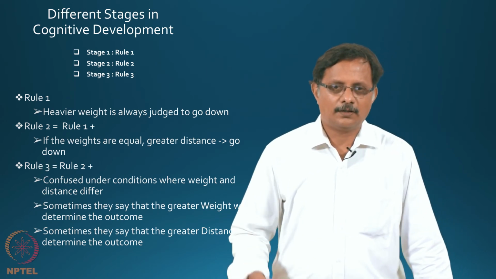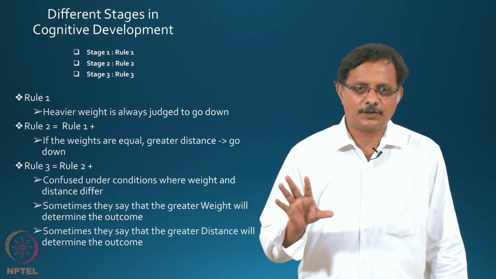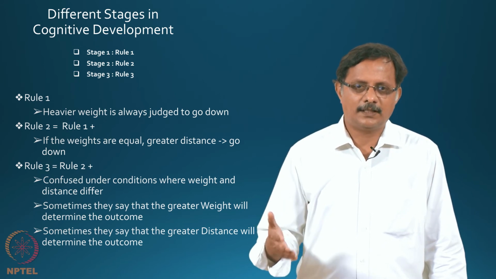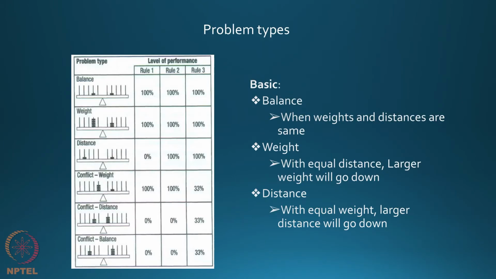So, this was tested on children, and the balance image was shown in different configurations. There are 6 different configurations: 3 of them are basic and 3 of them involve some kind of conflict. The basic ones are called balance, weight and distance. In balance, everything is identical on both sides: the weight is the same on both sides and the distance is also the same. This is the easiest one, and children mostly get this right, even if they follow rule 1.